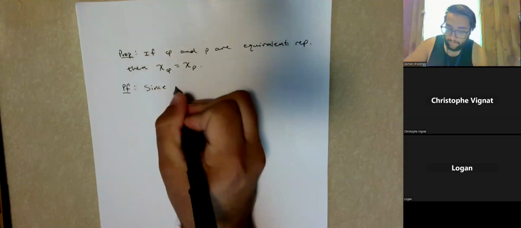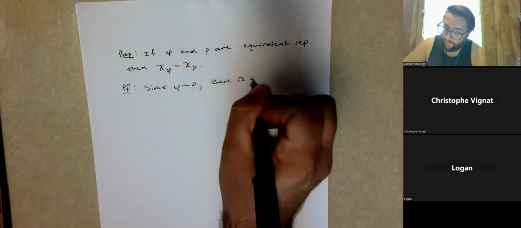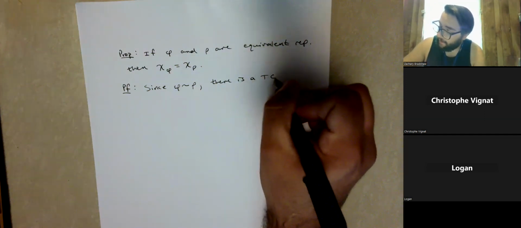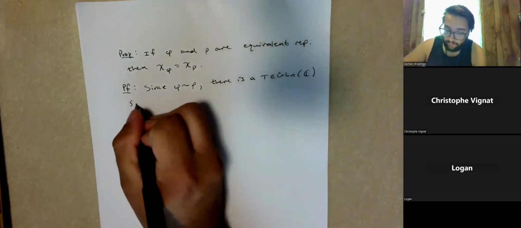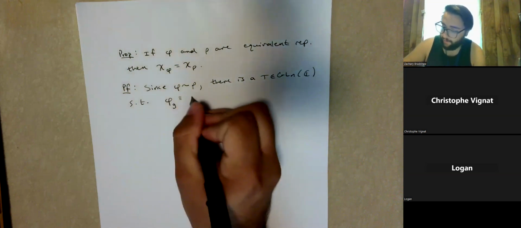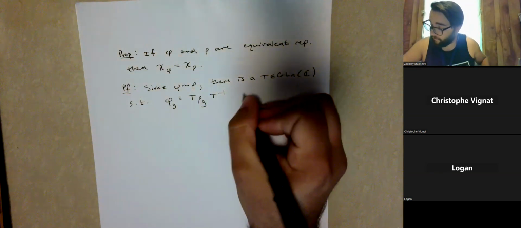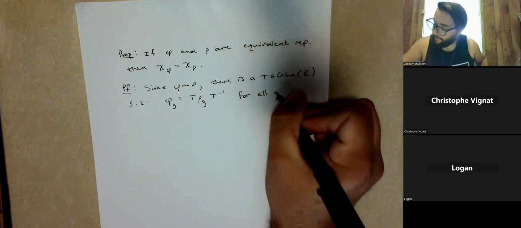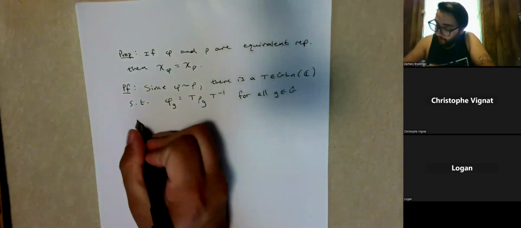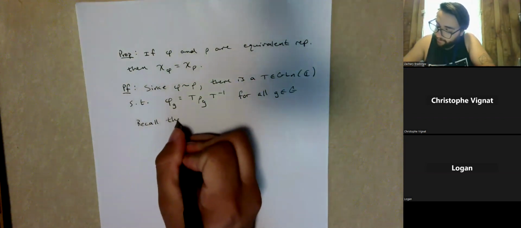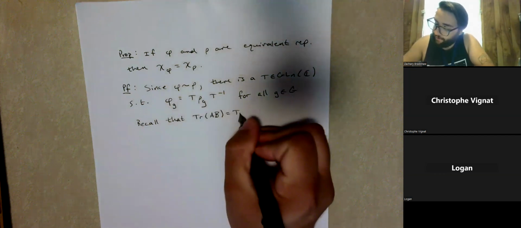So since phi is equivalent to rho, there is an isomorphism, or an invertible matrix T, such that phi g is T rho g T inverse. So that's the definition of equivalent representations. It's for all g in the group. So first, recall that the trace has this nice property that the trace of AB is equal to the trace of BA.